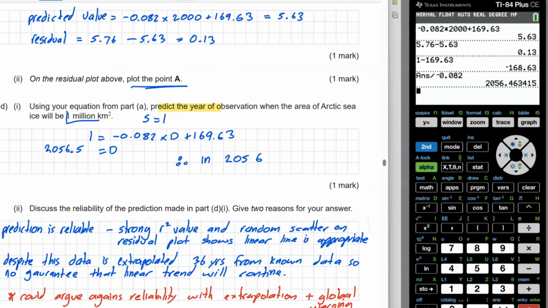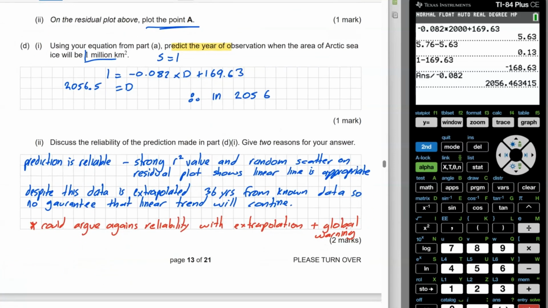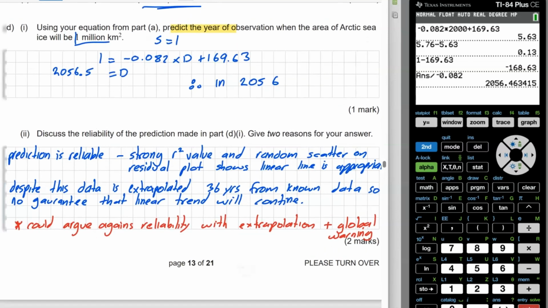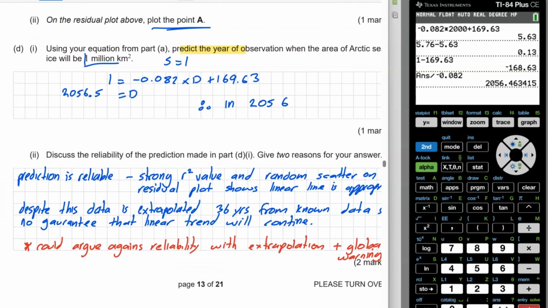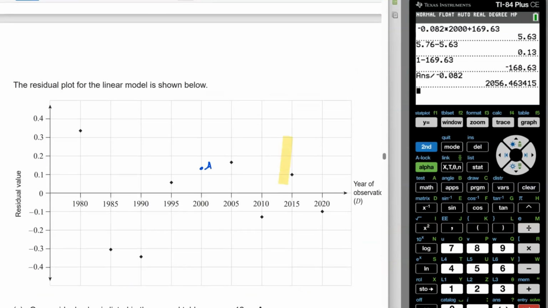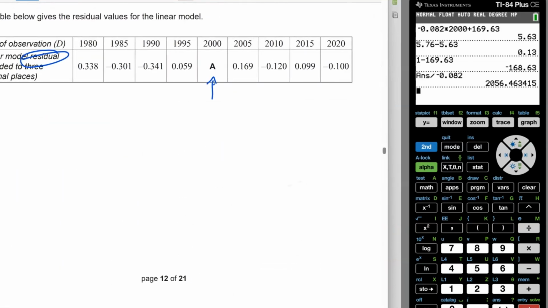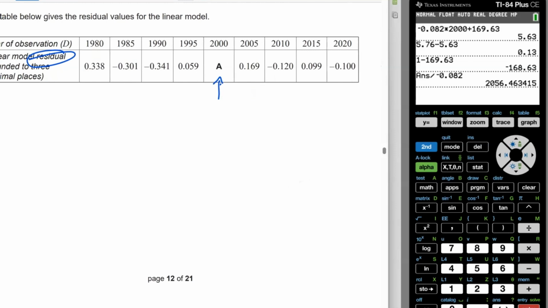Just for the last little bit, I've pre-filled it for us just to save some time, but it says discuss the reliability of the prediction that you've just done and give 2 reasons for your answer. So what happened here is we've got the data, we've got it coming out to 2056, but when we go back to our table, our table only went up to 2020, so we've extrapolated quite a lot.